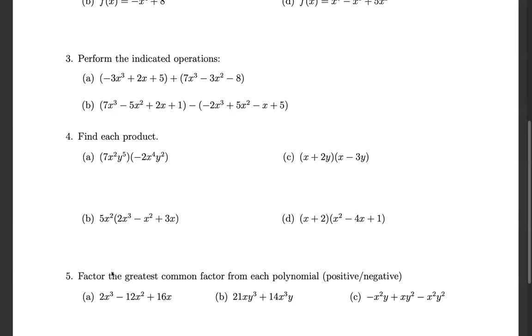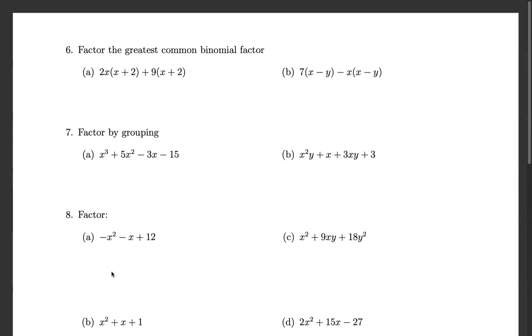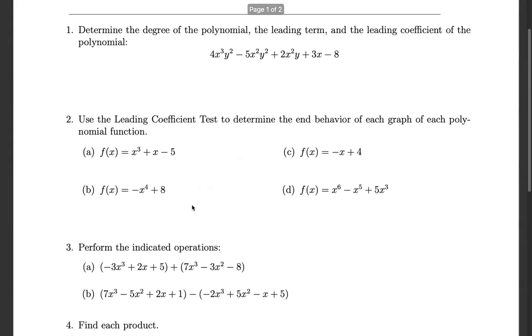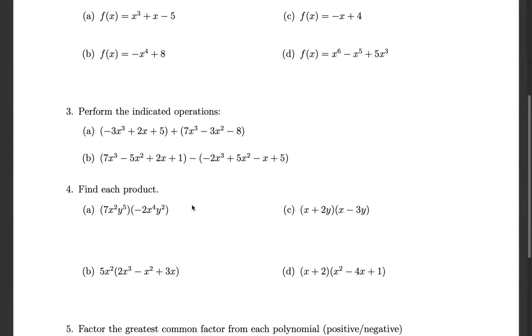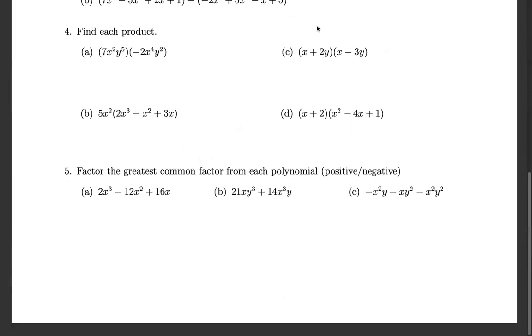Next one, we factor the polynomial. Get 5. Okay, 5, we want to factor the greatest common factor from this polynomial. Let's see the first one. We have 3 terms, right? So this is a trinomial. This term, this term, and this term, 3 terms.